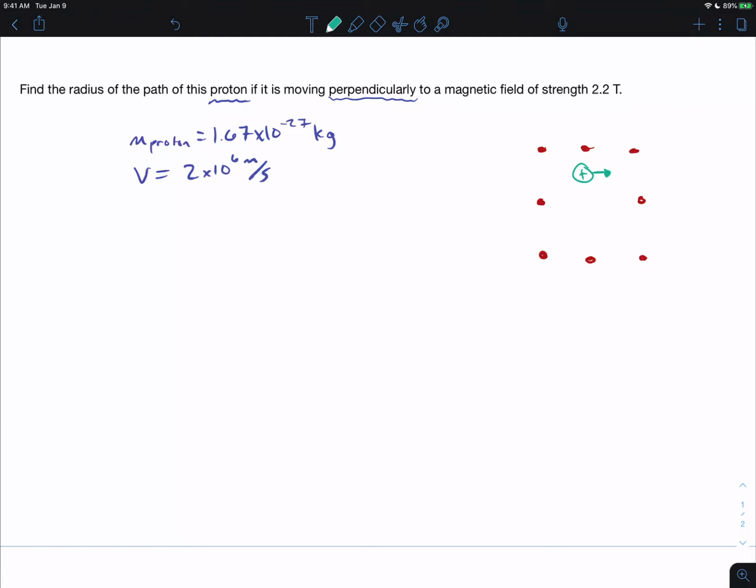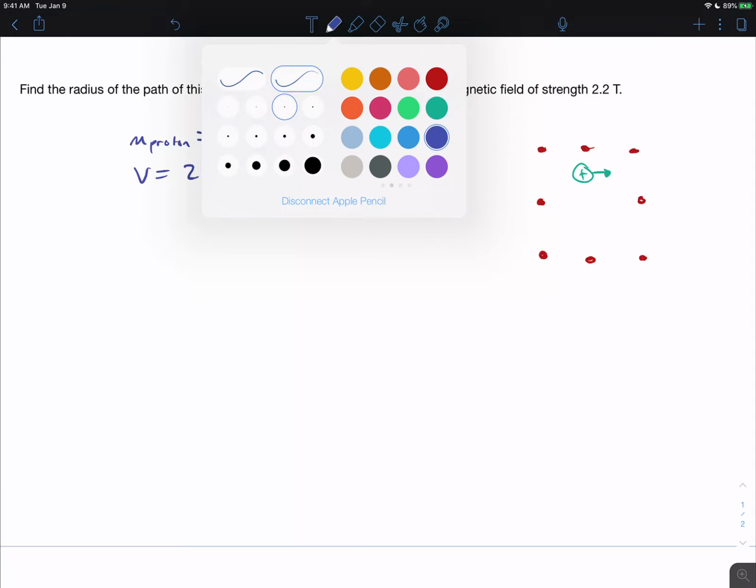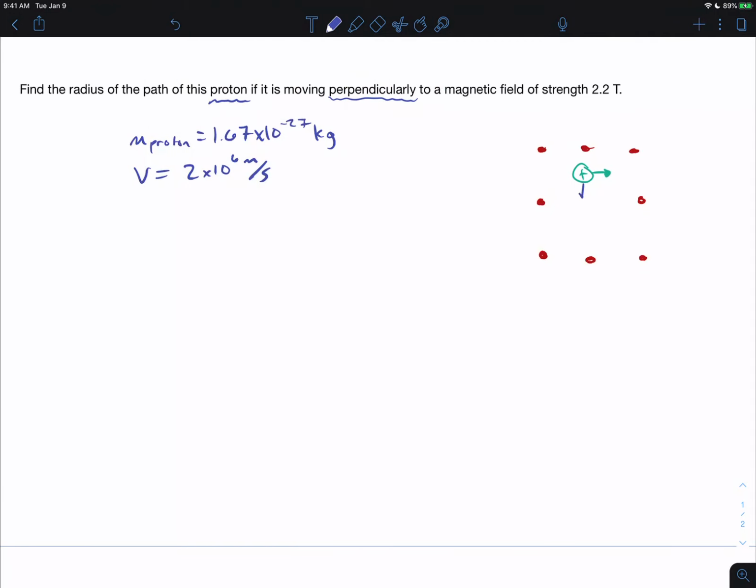So what's going to happen is if you use your right hand rule, your first four fingers pointing in the direction of the magnetic field, and then your thumb of your right hand pointing in the direction that your charge is moving, you should have your palm facing downwards relative to the page. So this direction right here will be my force.